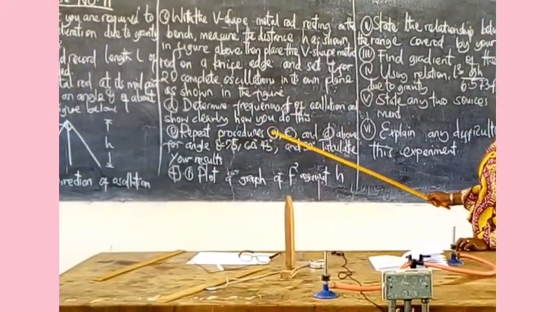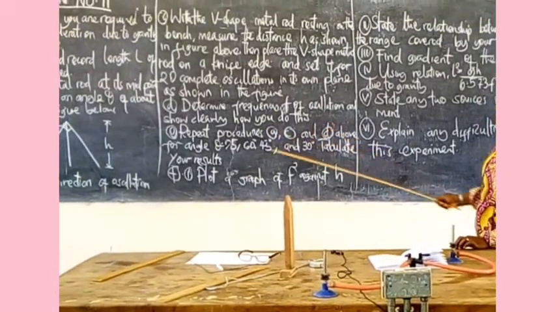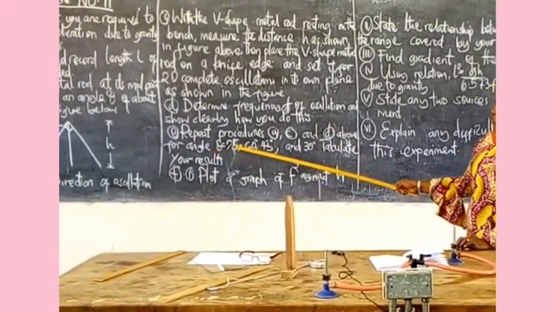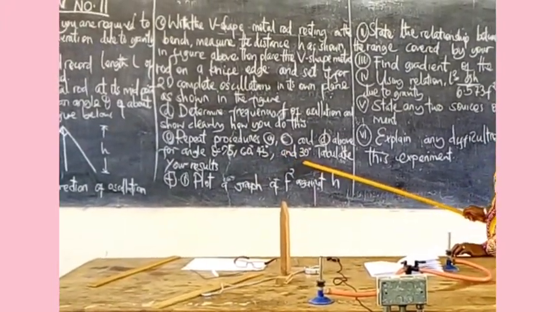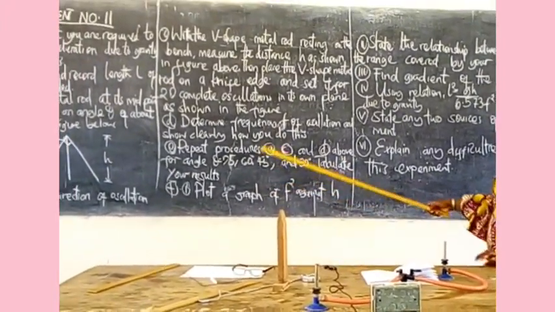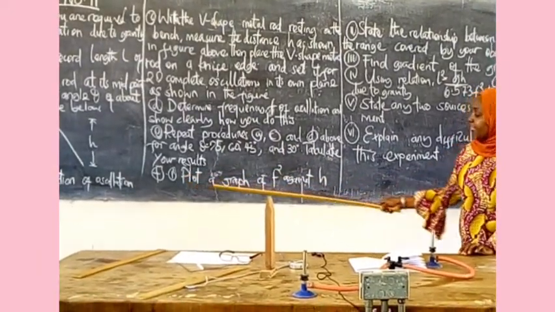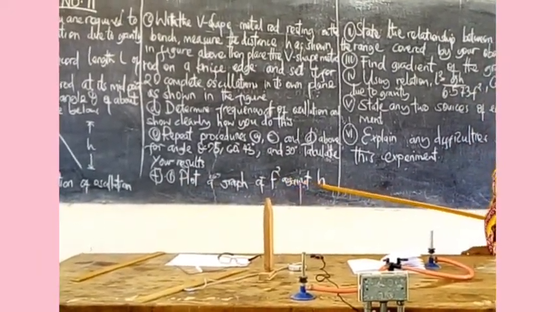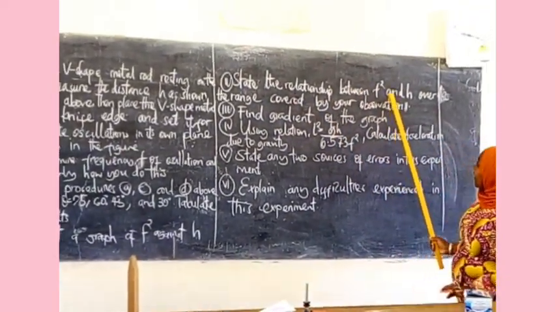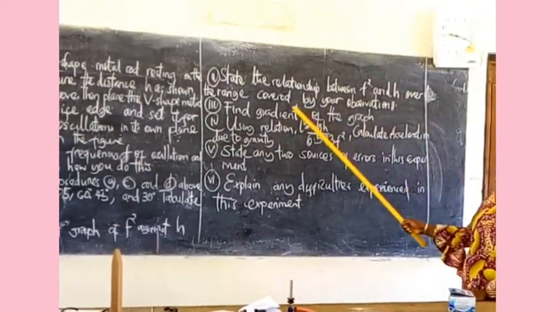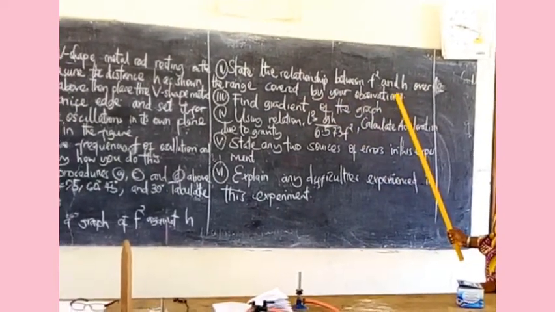Repeat procedures A, C, and D above for the angles 75 degrees, 60 degrees, 45 degrees, and 30 degrees. Tabulate your results. Then plot a graph of f squared against h. State the relationship between f squared and h over the range covered by your observation.